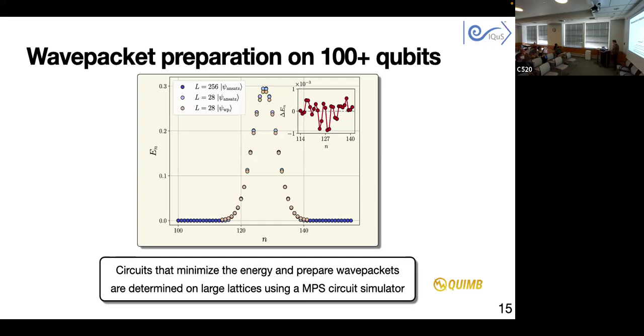And so we can do these large wave packet preparations using matrix product state simulation techniques, and this is efficient in one dimension. So this is what we were able to do in 1D.